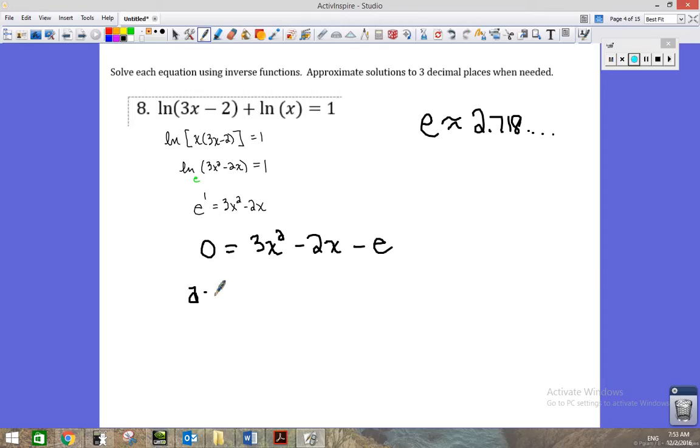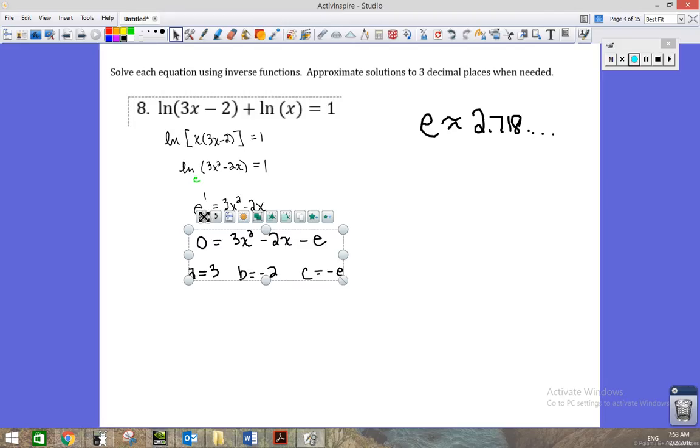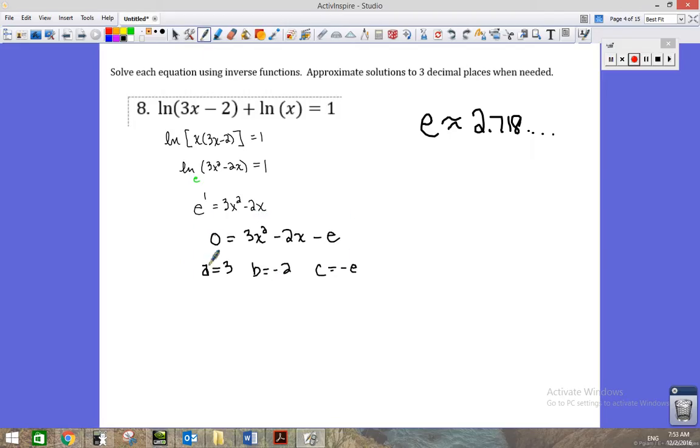I can identify that the coefficient in front of my squared term is 3, in front of my linear term is -2, and my constant is -e. So I can use the quadratic formula. You're not going to like it probably very much, but here it is. The quadratic formula tells us a solution to this quadratic equation by taking the opposite of b. Well, if b is -2, the opposite of -2 is +2.